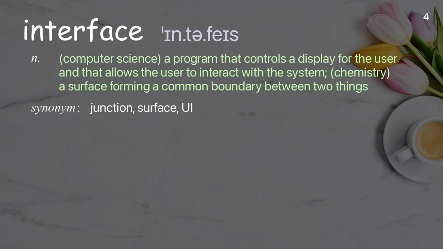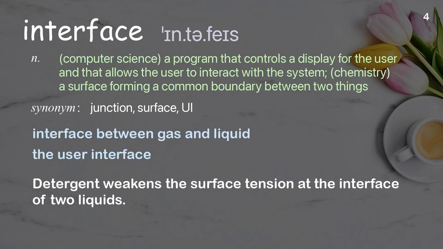Interface. Computer science, a program that controls a display for the user and that allows the user to interact with the system. Chemistry, a surface forming a common boundary between two things. Examples. Interface between gas and liquid. The user interface. Detergent weakens the surface tension at the interface of two liquids.